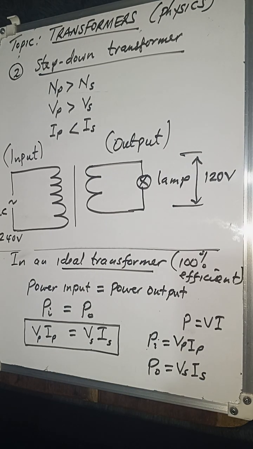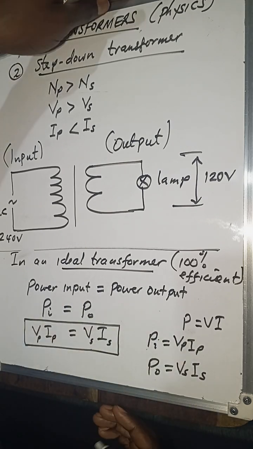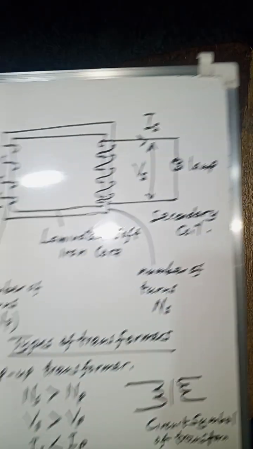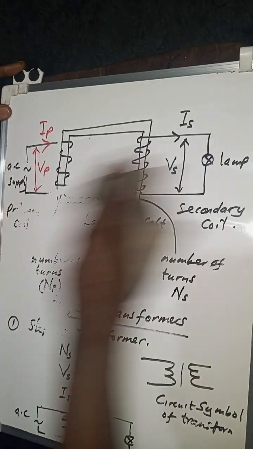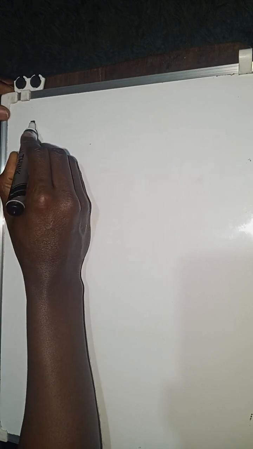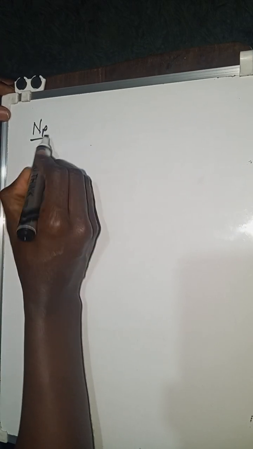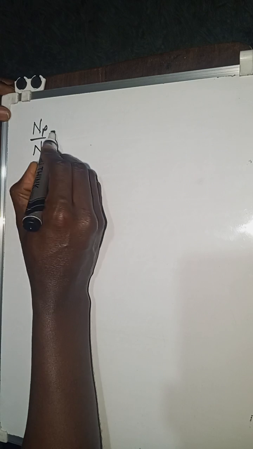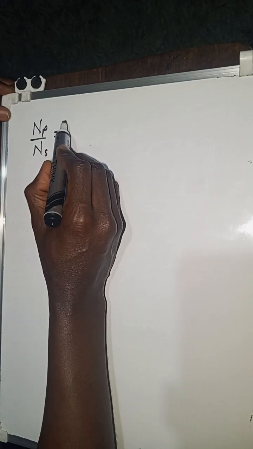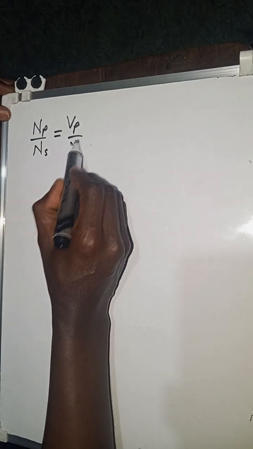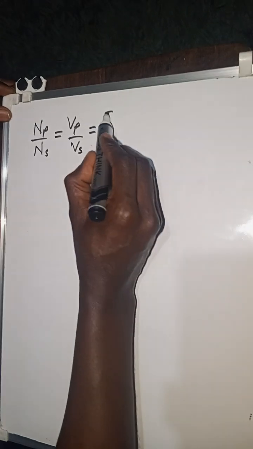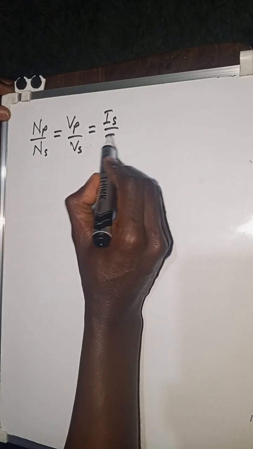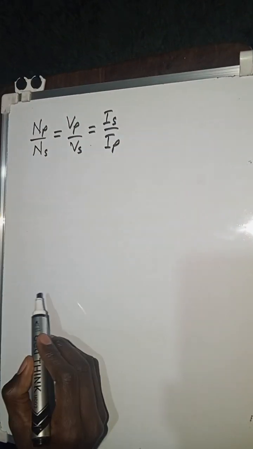So these are concepts that you need to remember. Now we can rewrite this formula in this way. We can just summarize that one and simply say, the number of turns in the primary over the number of turns in the secondary will be equal to the voltage in the primary over the voltage in the secondary, which is equal to the current in the secondary over the current in the primary. I've not changed anything.